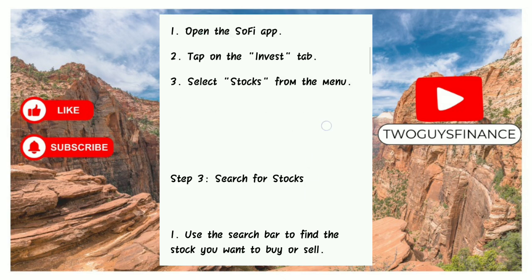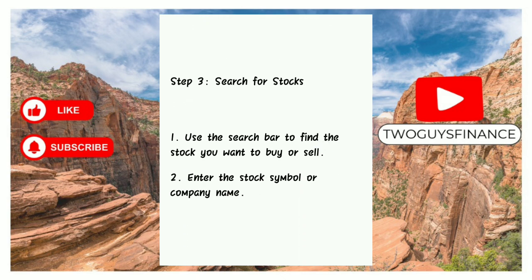Now the third step is to search for stocks. So you can use the search bar to find the stocks that you want to buy or sell, and then you can enter the stock symbol or company names to get that.